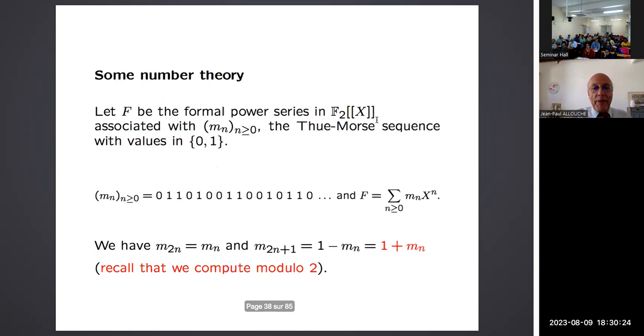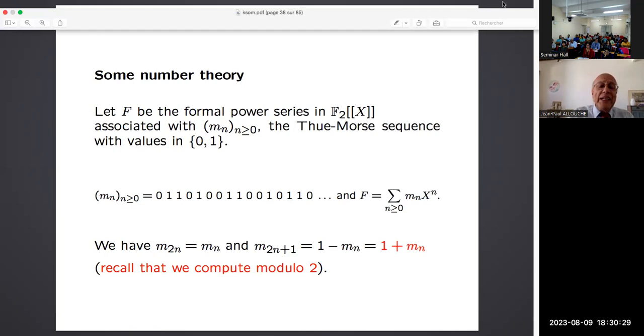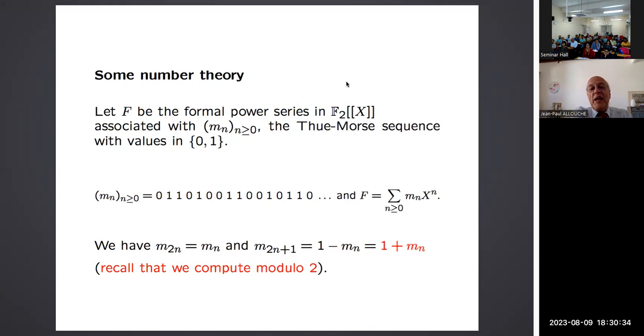Okay. Now I'm going to do a little bit of number theory. Take this Thue-Morse sequence again, call it m_n. Remember, it was 0, 1, 1, 0, 1, 0, 0, 1, and so on and so forth. And look at the associated formal power series, so sigma of m_n x to the n. And we're going to consider the coefficients of this series to be reduced mod 2. In other words, f belongs to the ring F2 double bracket x. And we want to see what the properties of f are.